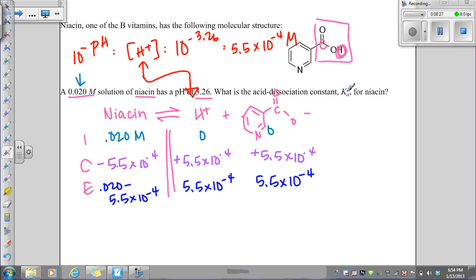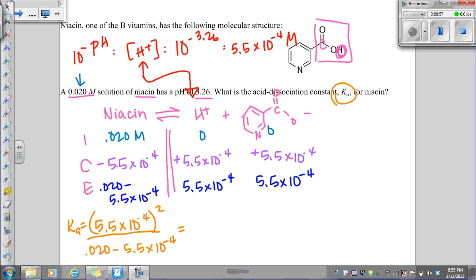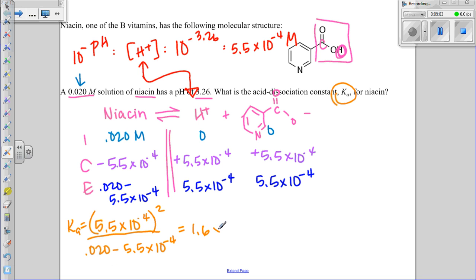So now we want to solve for the Ka. And to do that, I'm going to take the concentration of our products, so 5.5 times 10 to the negative fourth squared. Notice I'm skipping writing the expression here. I'm just doing that to save us a little time. And I'm doing 0.020 minus 5.5 times 10 to the negative fourth. And then I'm going to solve. And I got 2 sig figs, 1.6 times 10 to the negative fifth.